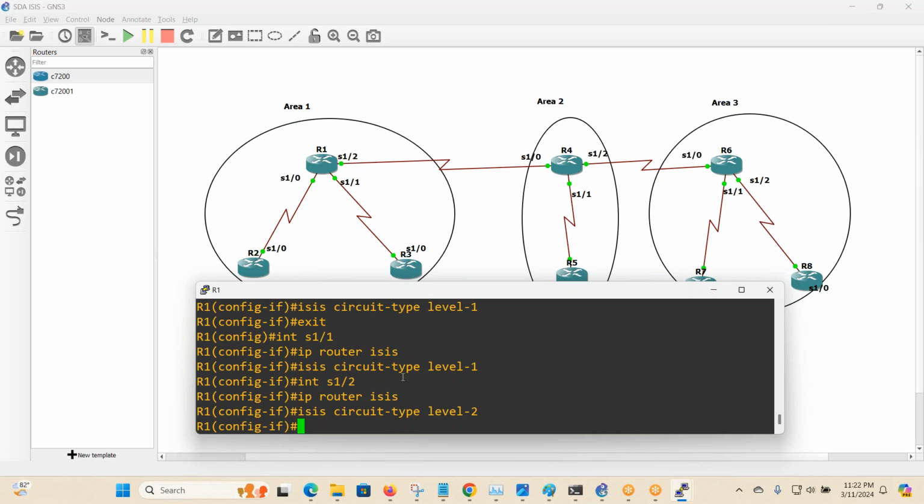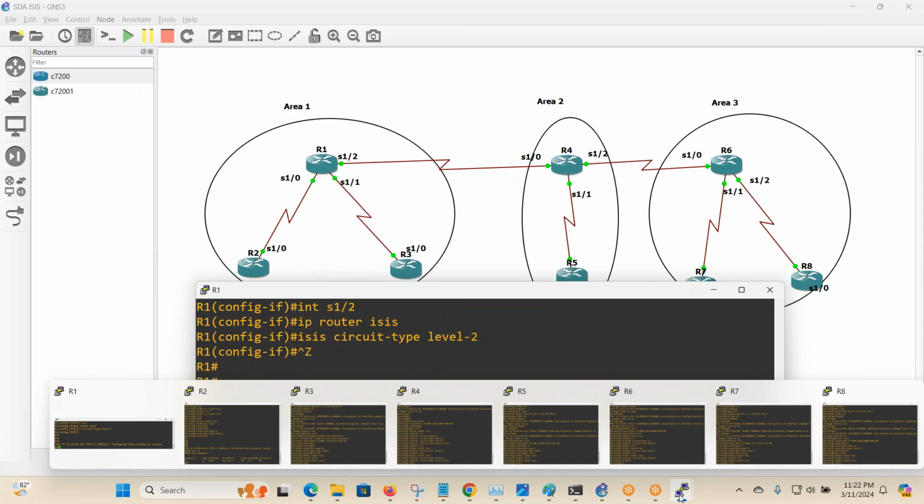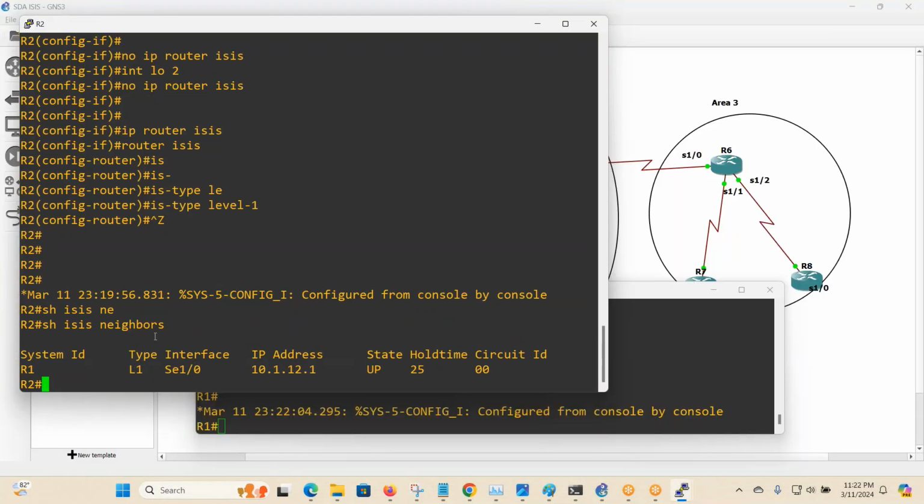So now we use the command. Okay, we were on R2. So we show ISIS neighbors. It shows you the system ID is R1. The type is level 1. Interface is serial 1/0. The IP address is 10.1.12.1. So this is the IP address of the neighbor. Then the state, the hold time and circuit ID.